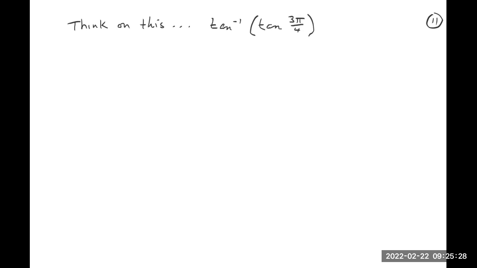So this is a composition. I'm taking tangent of 3 pi over 4, and I'm making it the a value to take the arc tangent of. So first thing I want to do is rewrite this as the arc tangent of the value a, where a is equal to tangent of theta, and that theta is 3 pi over 4.